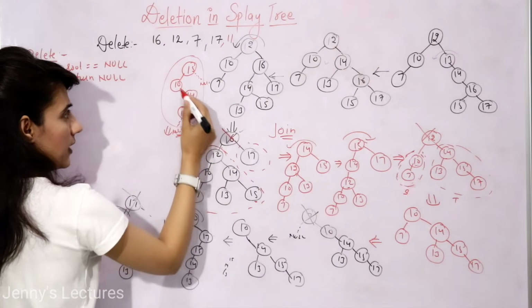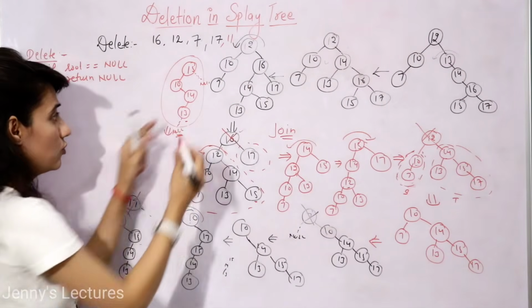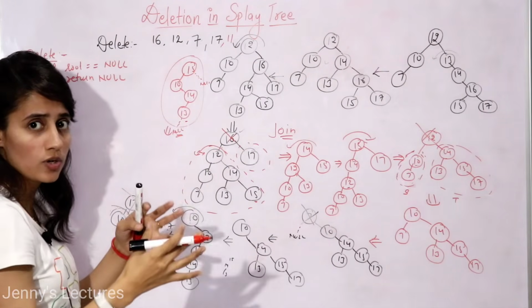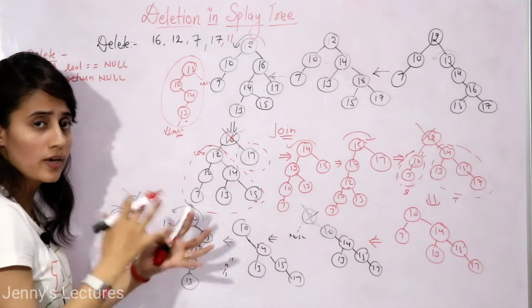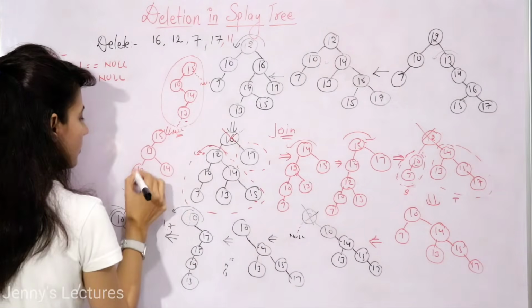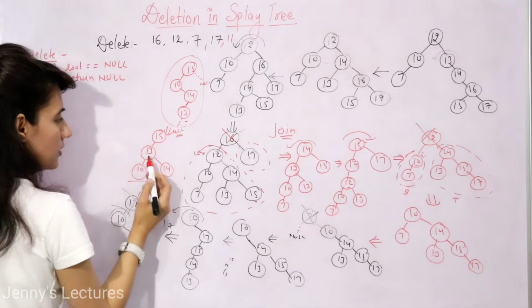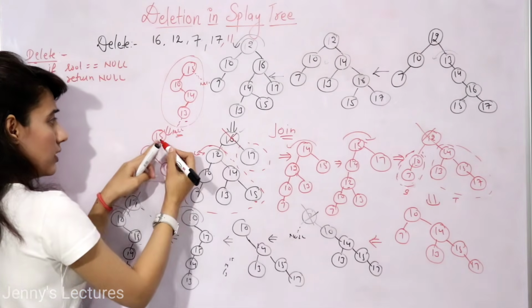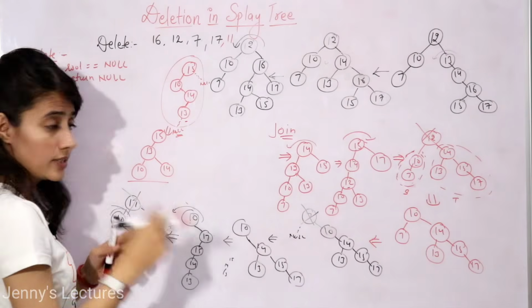Now this 13 has a parent as well as a grandparent. This is the left of this one, and this is the right of this one, so this is a zigzag rotation. After the rotation, the final tree would be this, but we are not done yet because 13 is not the root. Now which rotation? The parent of 13 is the root, so this is a zig rotation.